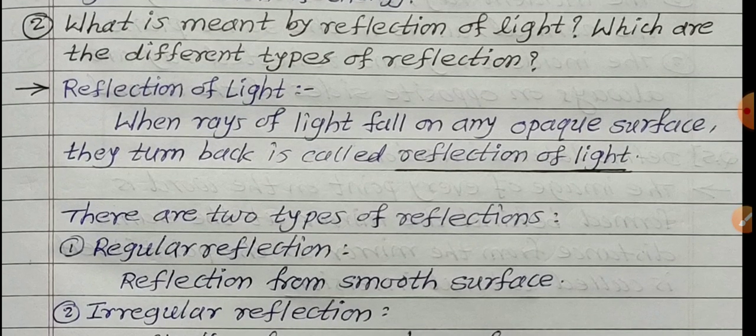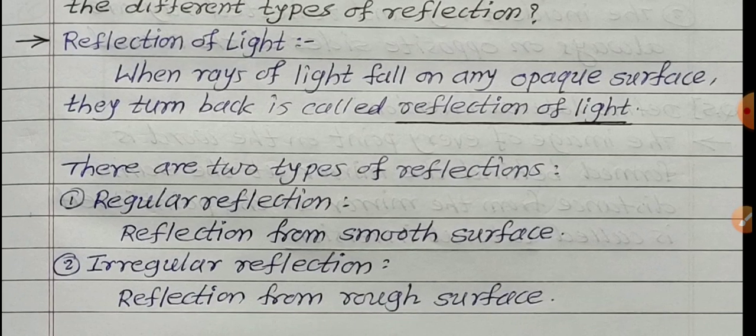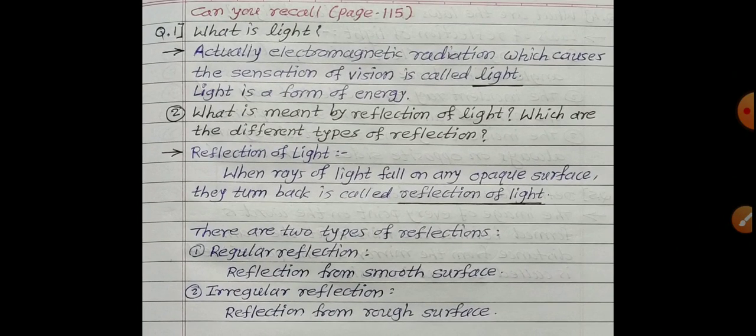When rays of light fall on any opaque surface, opaque means non-transparent, so they turn back. It's called reflection of light. There are two types of reflections. First one, regular reflection. Reflection from smooth surface is called regular reflection. And second one, irregular reflection. Reflection from rough surface is called irregular reflection. So these are the two answers of that two questions.